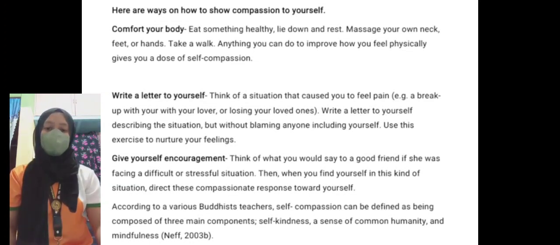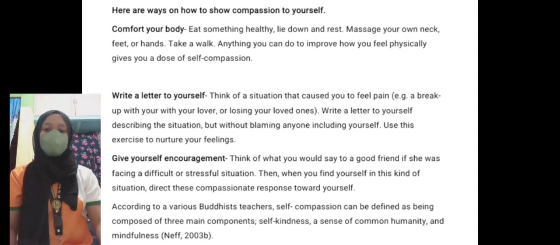Write a letter to yourself. Think of a situation that caused you to feel pain. Example, a breakup with your lover or losing your loved ones. Write a letter to yourself describing the situation, but without blaming anyone, including yourself. Use this exercise to nurture your feelings. Give yourself encouragement. Think of what you would say to a good friend if she was facing a difficult or stressful situation. Then, when you find yourself in this kind of situation, direct this compassionate response toward yourself.